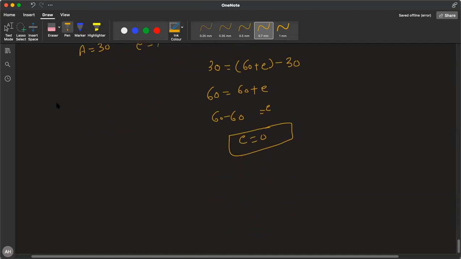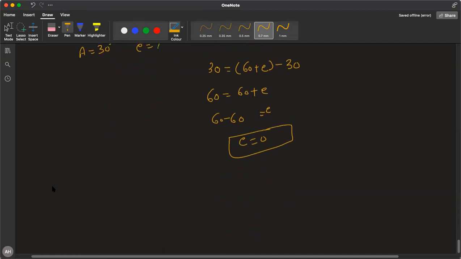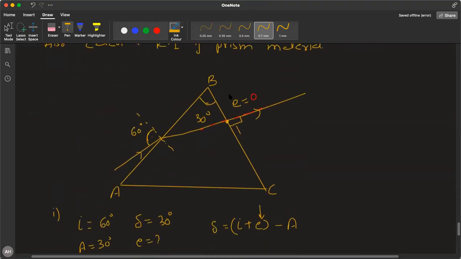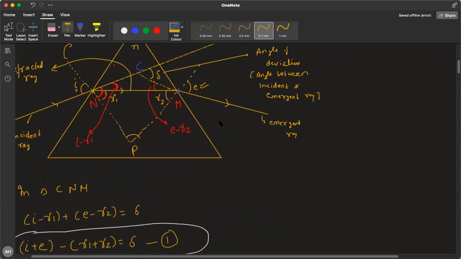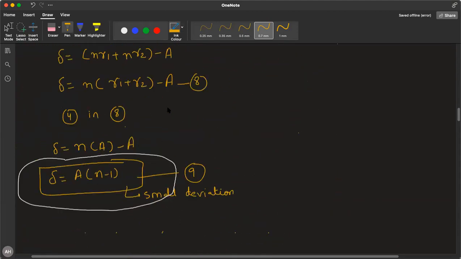The second part is asking about the refractive index. For refractive index, you need just sin I and sin R. I we know, 60 degree. We need R1. For R1, we can use this relation that R1 plus R2 is equal to A. Can anyone tell me how much is R2 here? See, this is R2, na? This angle is R2. How much is R2 here?